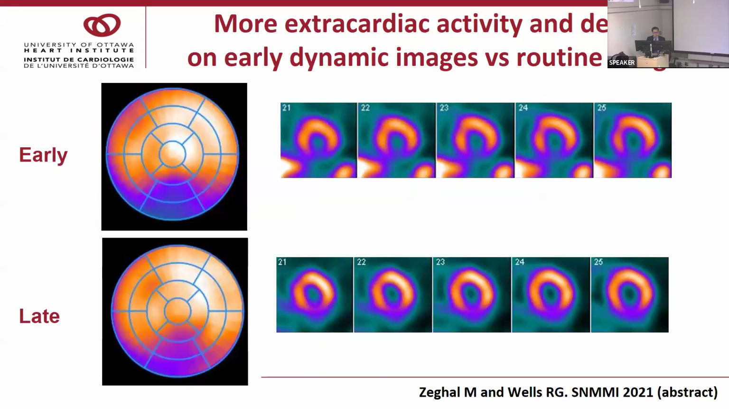The concern is possible greater extracardiac activity on early images constructed from the dynamic data. The defect related to the extracardiac activity. So this is an example of the possible problem with early imaging. The red arrow points to an inferior extracardiac activity on early images, and the yellow arrows point to an inferior defect. The late images have less extracardiac activity and a lesser defect.